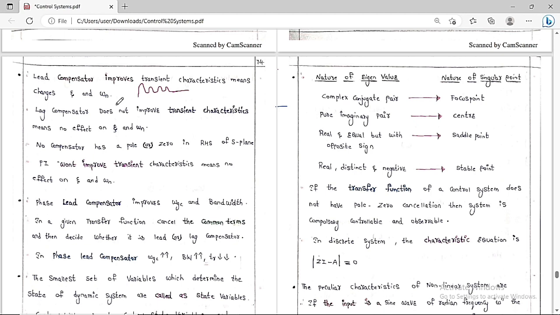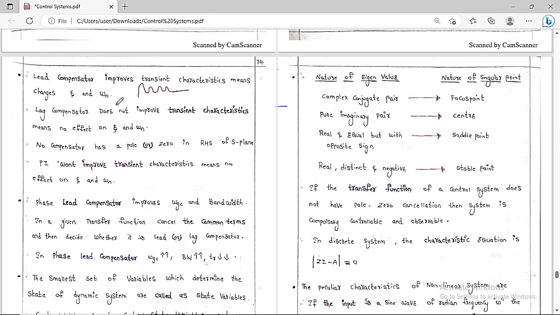Therefore, there is no effect on zeta and omega n, as zeta and omega n are the transient characteristics performance parameters. So finally, lead compensator is going to improve the transient characteristics of the system. Zeta and omega n are the parameters associated with the transient characteristics, so they are going to be affected. As for the lag compensator, it is going to improve only the steady state characteristics of the system, so there is no effect on the transient characteristics, and no effect on zeta and omega n. Whenever zeta and omega n change, the nature of the transient response is going to vary.